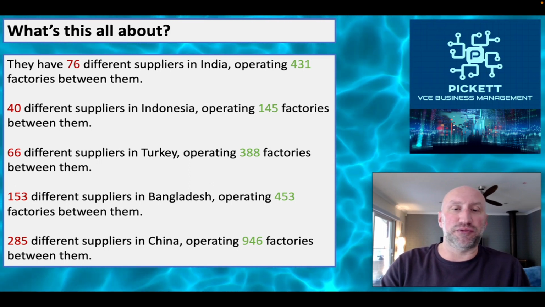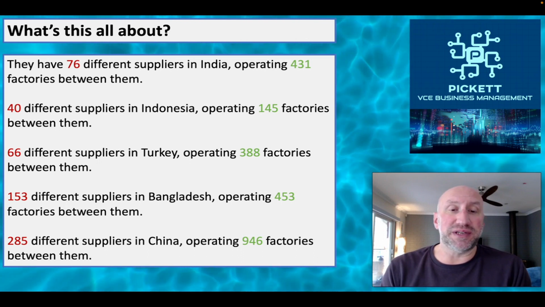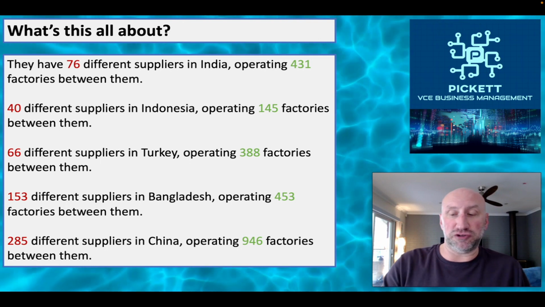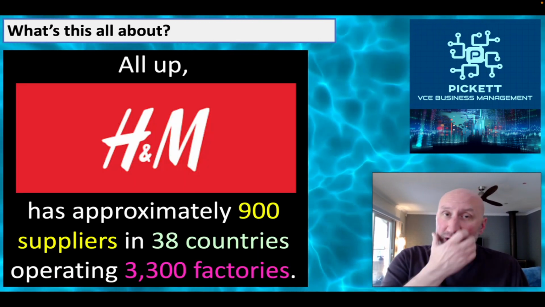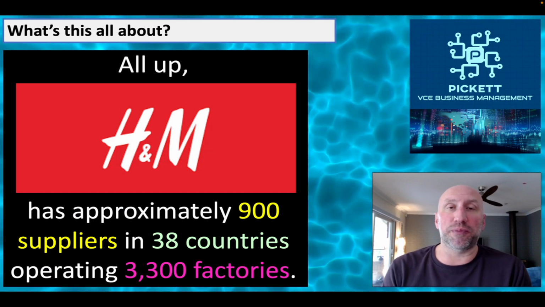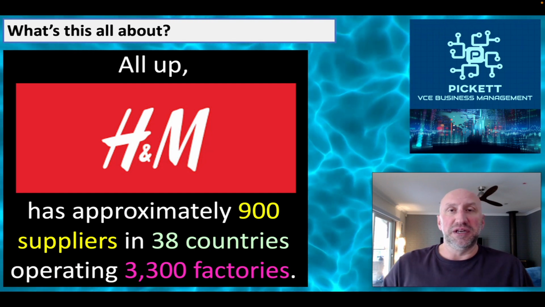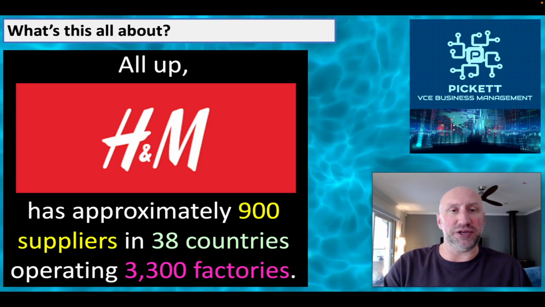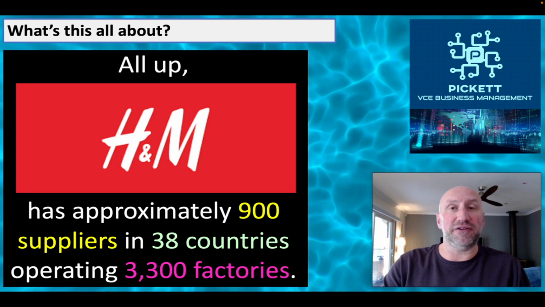China, you can see, is a pretty huge one, as you might expect these days. So 285 different suppliers there, operating almost 1,000 factories amongst those 285 suppliers. All up, H&M, 900 suppliers in 38 countries operating 3,300 factories. So hugely complex operation, getting all of the clothes into all those different stores that they have around the world.